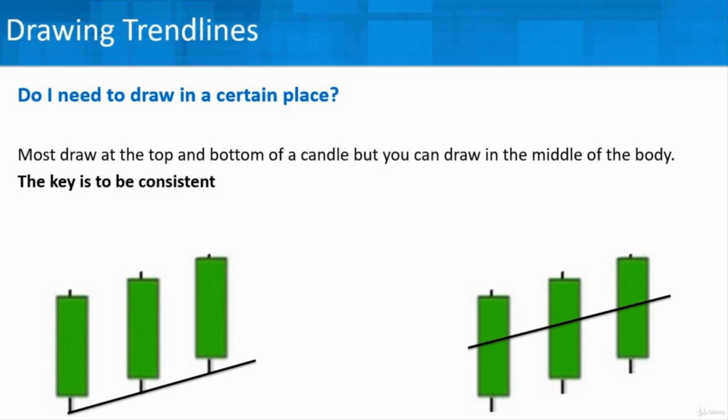It depends. Most people will draw at the top and bottom of a candle, but you can draw in the middle of the body as well. The whole key is to be consistent. So if you're drawing at the tops and bottoms, don't halfway through start drawing in the middle. That's not going to be consistent, and that won't be accurate for you.